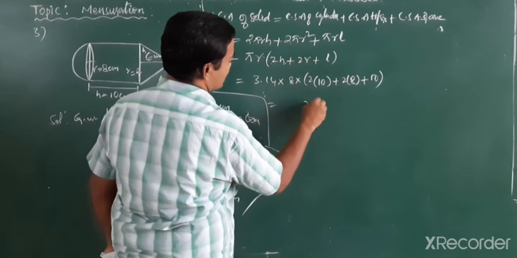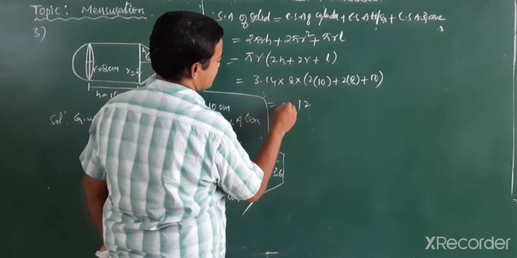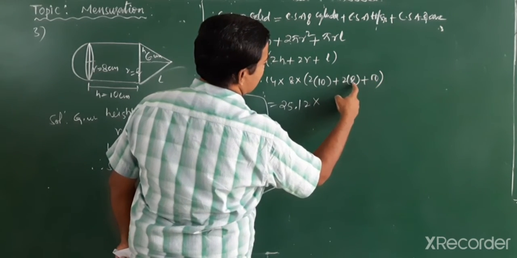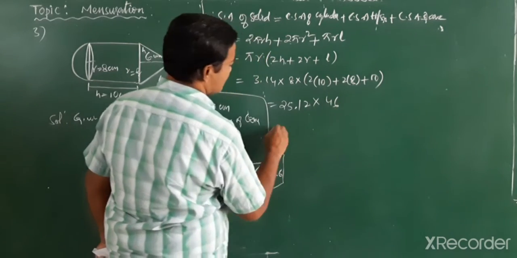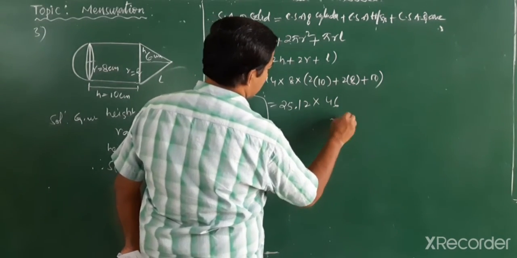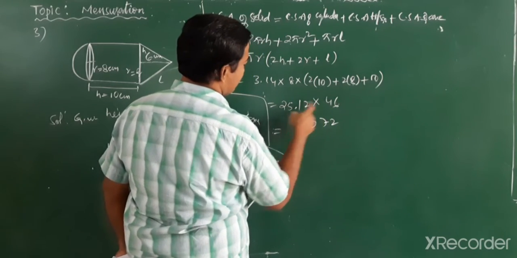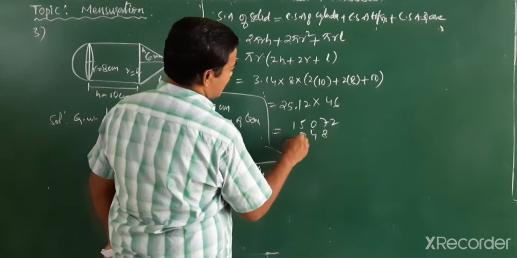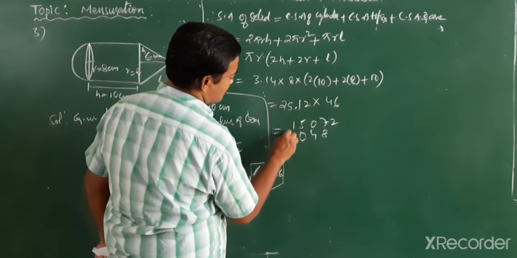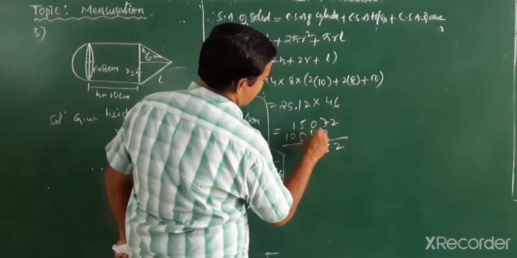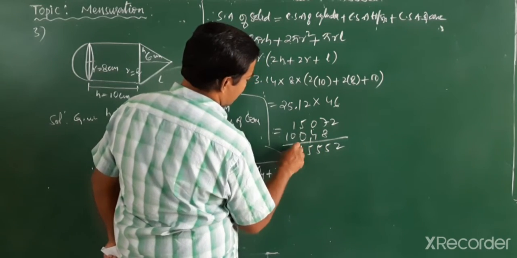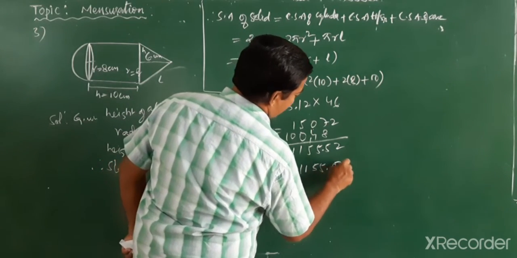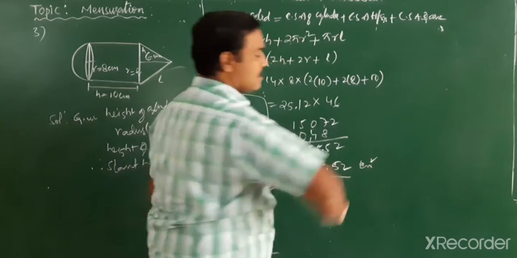So 3.14 into 8 is 25.12, into 20 plus 16 plus 10, which is 46. Multiplying, we get 1155.52 centimeter square, which is the surface area.